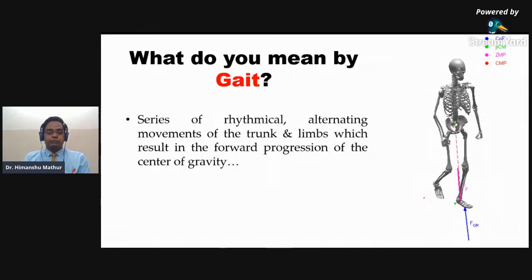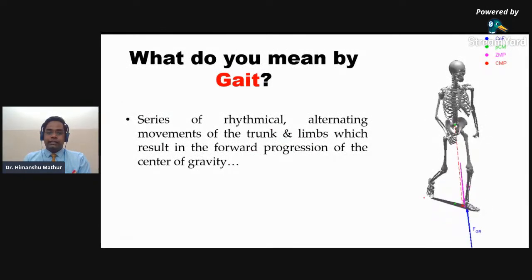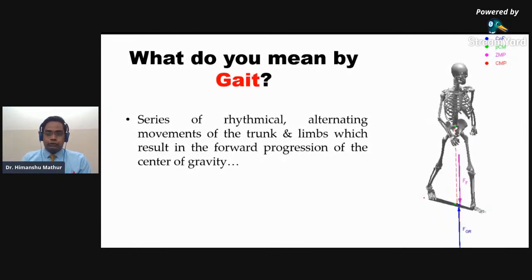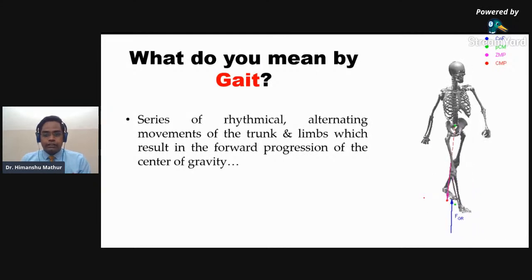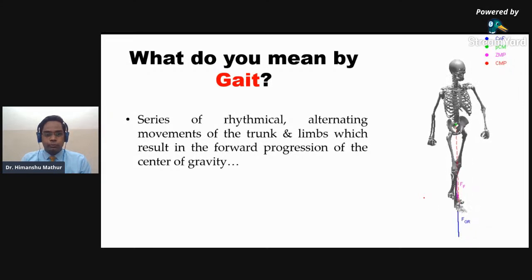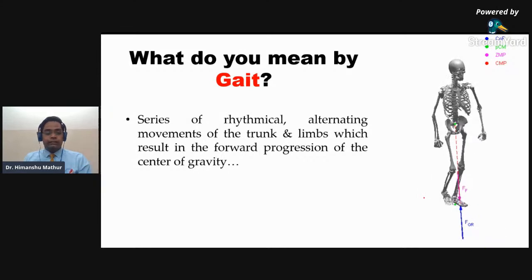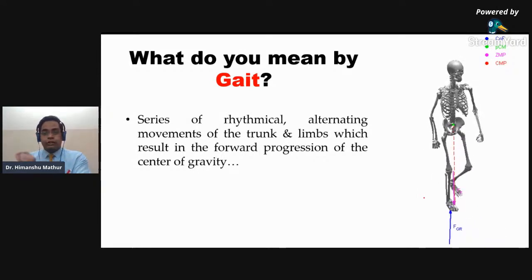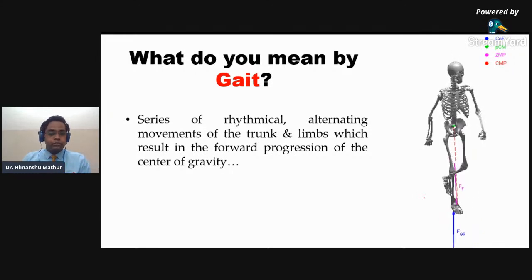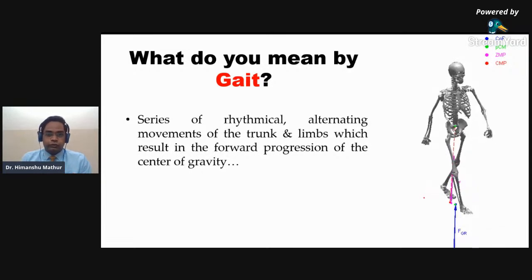First of all, the most basic question that a person can ask you: what do you mean by gait? Gait is a rhythmic pattern. In simple language, gait is the pattern of walking. If I am walking, whether it is a normal pattern or any other pattern, whatsoever pattern I am walking in, that is gait. If I am trying to analyze the various variables of the pattern of my walking, that is what gait is.